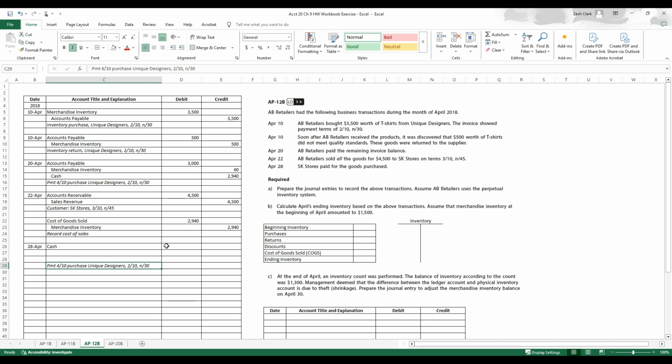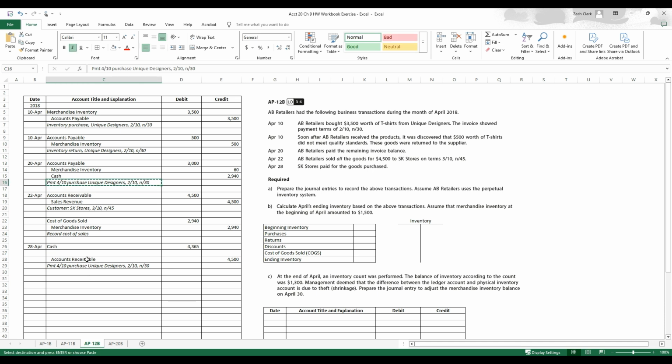Okay, so this is on the 28th. So as I mentioned previously, we always want to get rid of all of our accounts receivable or payable whenever there's a payment or a receipt. And so 4,500 is our total receivable, so that needs to go away in total. But remember that they did pay us within the discount period, so we're not going to collect the whole amount. Instead, we're only going to collect 97%, which is less the 3% discount that they took.